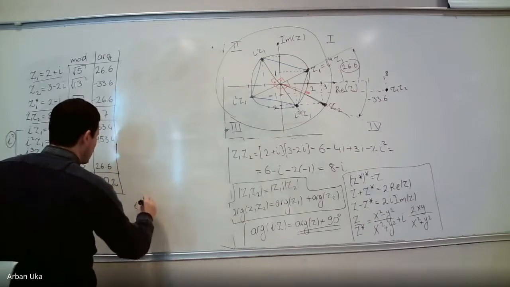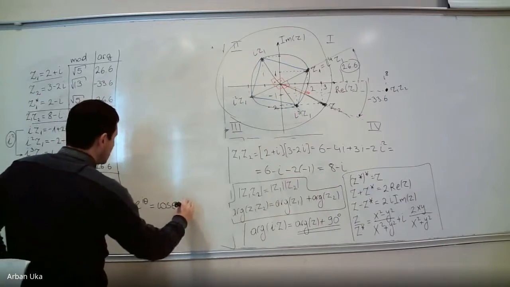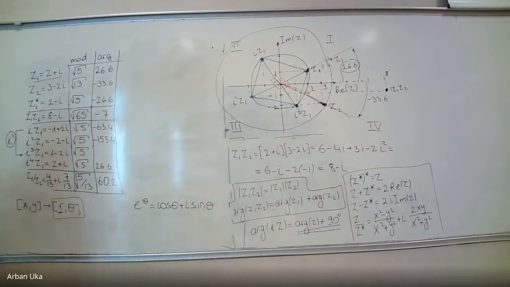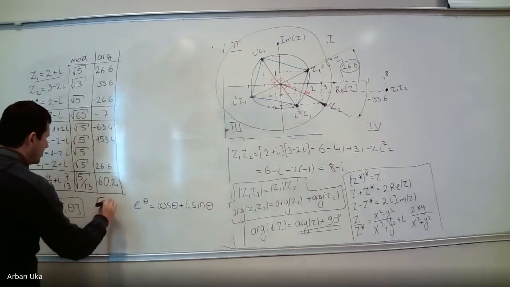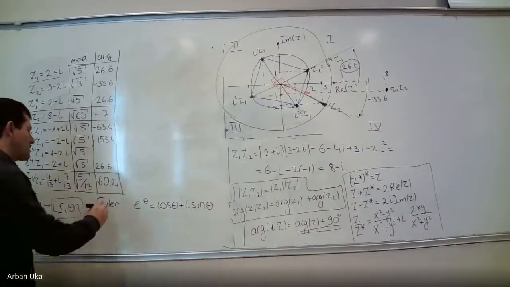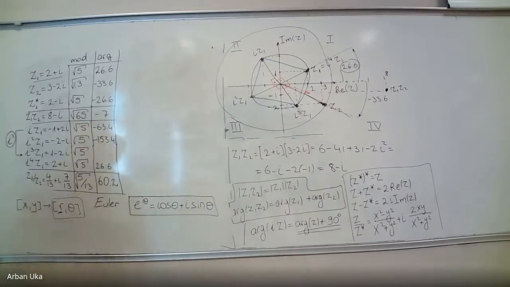E to the power I theta is equal to cosine theta plus I sine theta. Okay, so this is called the Euler identity. Euler, he was a great, I think he was a British mathematician, and he came up with this, well, at least, I don't know if he came up with this, but out of respect, somebody named it after him, okay?